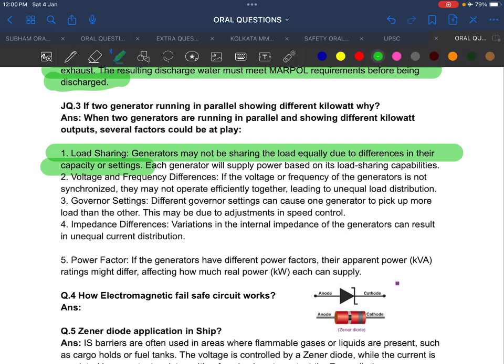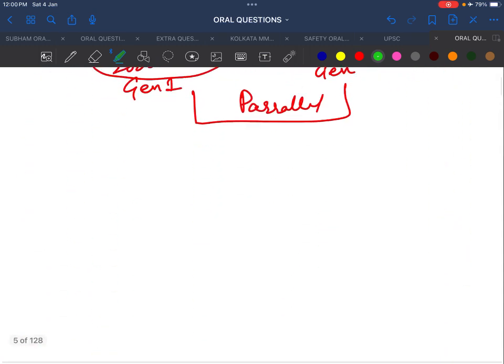Second is the voltage and frequency difference. If the voltage or frequency of the generators is not synchronized, they may not operate efficiently, leading to unequal load distribution. So you can understand this very easily now.